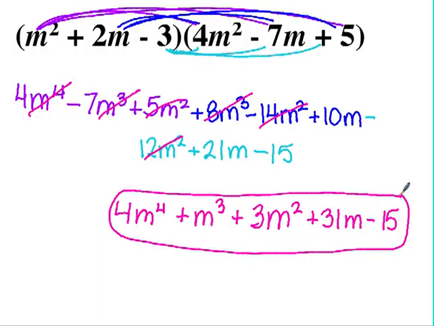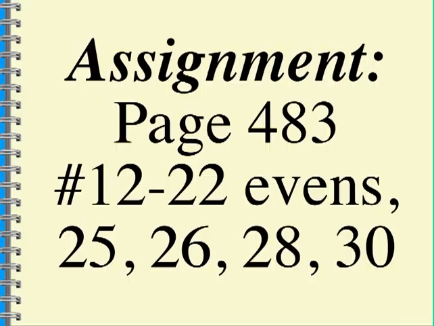Okay, your assignment in this section. Are there any questions? FOIL, what does it mean again? Good job. All right, so here you go. Page 483, 12 through 22, the evens, 25, 26, 28, and 30. Okay, 12 through 22, the evens on page 483. 25, 26, 28, 30.